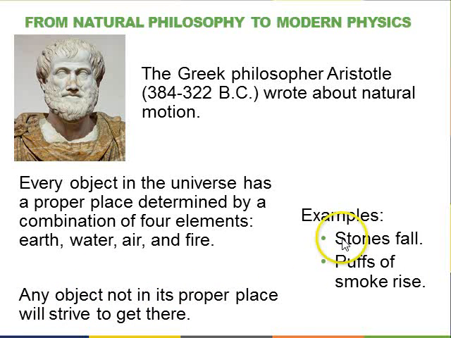And he felt that any object not in its proper place would strive to get there. So if you hold a stone up, a stone is made of earth. It wants to get back to earth, so it goes down. Whereas if you have fire and there's smoke above the fire, the natural place for smoke is up in the air, so it goes up.